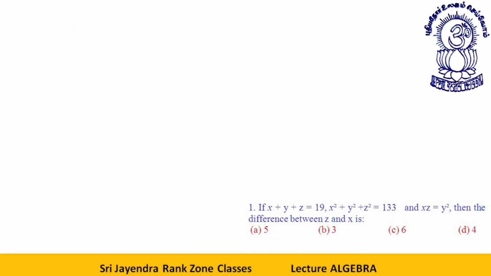We will take it slowly, one thing at a time. This question involves a few concepts. After that, I will tell you a shortcut. x plus y plus z is equal to 19. x square plus y square plus z square is equal to 133. xz is equal to y square.